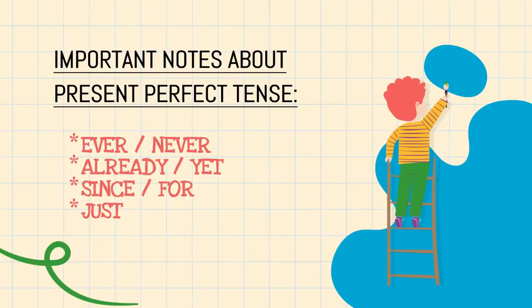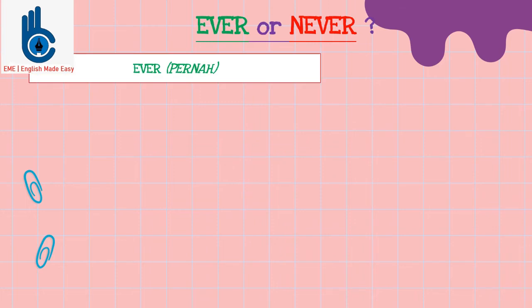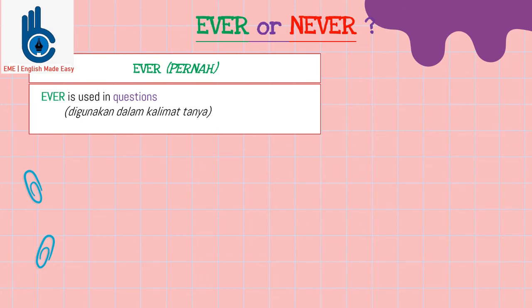There are some important notes about present perfect tense. We can use the word ever, never, already, yet, since, for, and just. Ever or never. First, we learn about ever. Dalam bahasa Indonesia berarti pernah. Ever is used in questions, digunakan dalam kalimat tanya. For example, have you ever met a famous person? Pernahkah kamu bertemu dengan seorang yang terkenal?